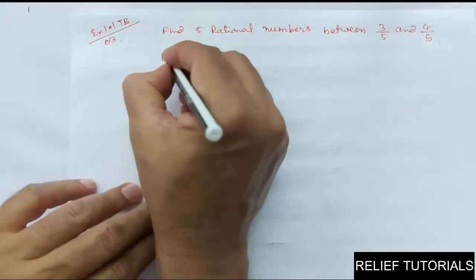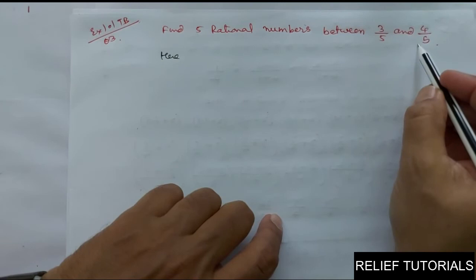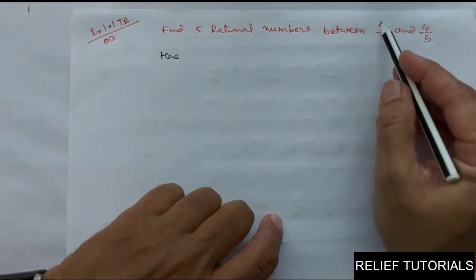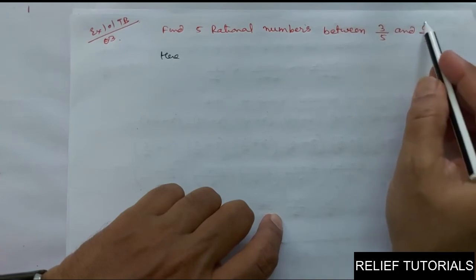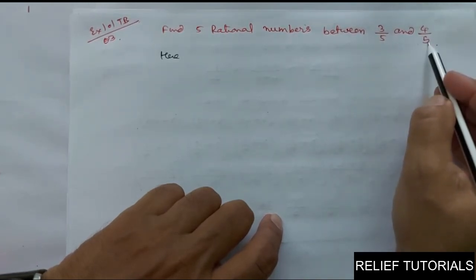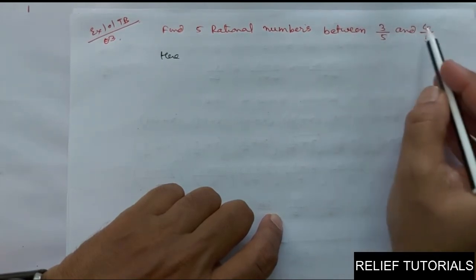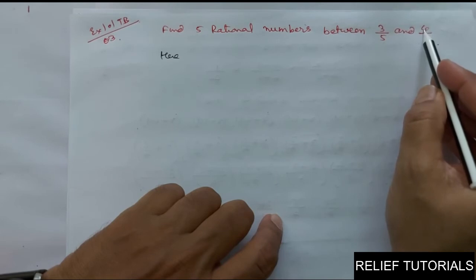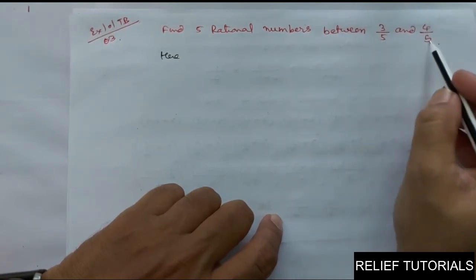So here, which is the bigger number? 3 by 5 or 4 by 5? The denominator is the same, 5 by 5. Here we are dividing 3 pizzas into 5 parts, and here we are dividing 4 pizzas into 5 parts. So naturally this number is bigger. If the denominators are the same, can you find out which number is bigger? If the numerator is bigger, then that number is bigger.